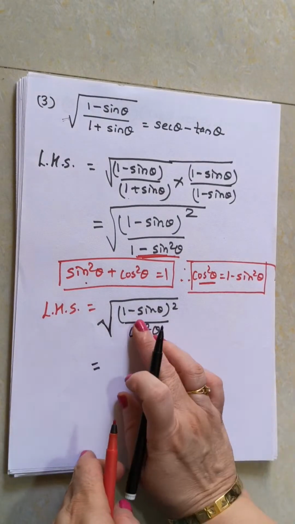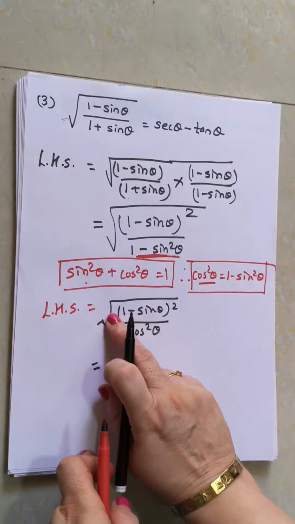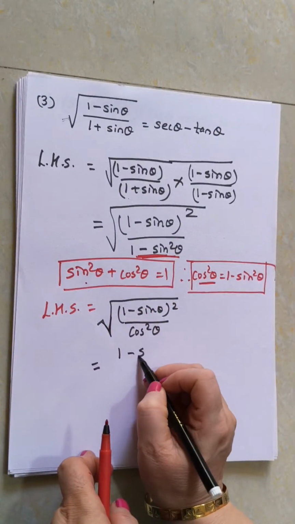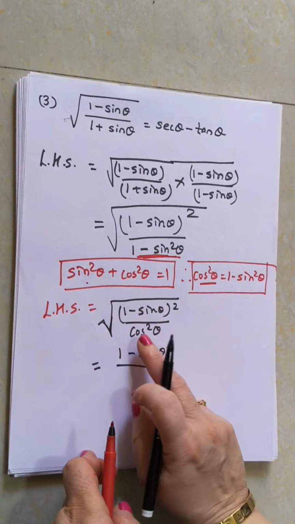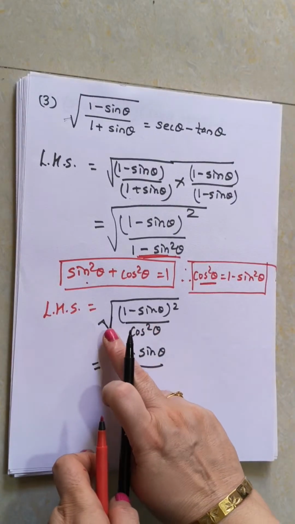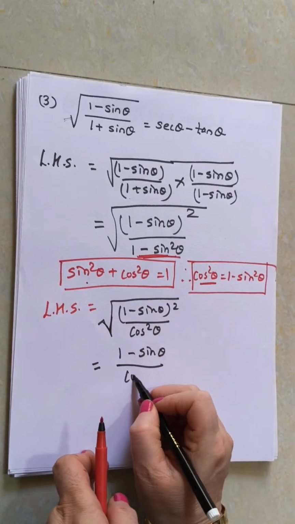So see, 1 minus sine theta square and square root cancel. So what is left? That is 1 minus sine theta. And cos square theta under the square root, the square root and square cancel, that is cos theta.